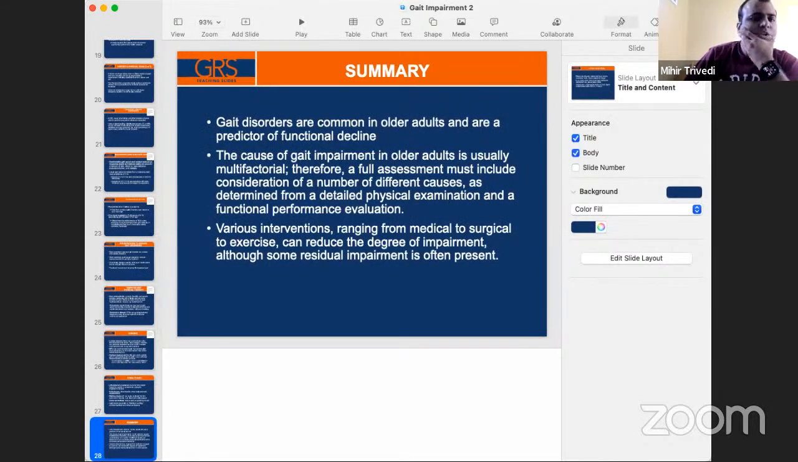So what we learned so far is gait disorders are common in older adults and are predictors of functional decline. The cause of gait impairment in older adults is usually multifactorial.